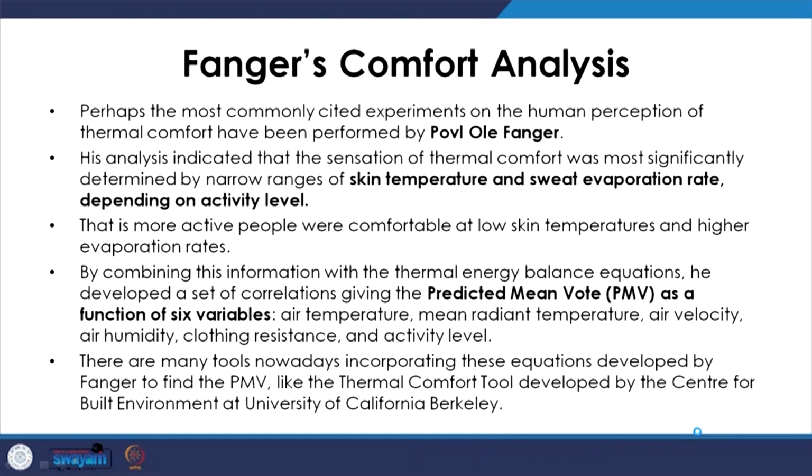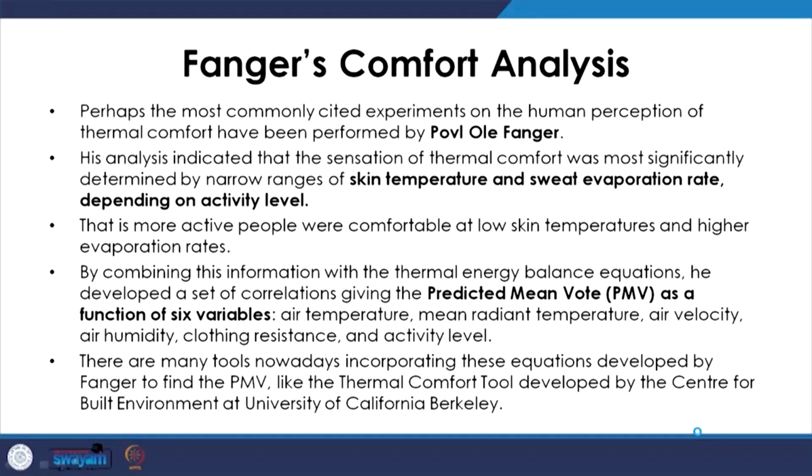After all these, the most commonly used, the most popular comfort index is Fanger's comfort analysis, which was performed by P.O. Fanger, and it has become one of the most popular tools for understanding thermal comfort. So, it took into account all the 6 variables which were established by that time through P4SR and the previous ones. So, all the 6: air temperature, mean radiant temperature, air velocity, air humidity, clothing and activity level, were all taken into account to develop a set of correlations which gave the predicted mean vote.